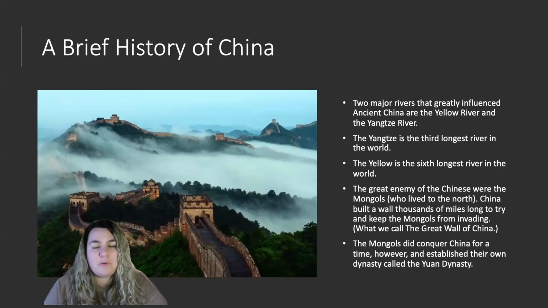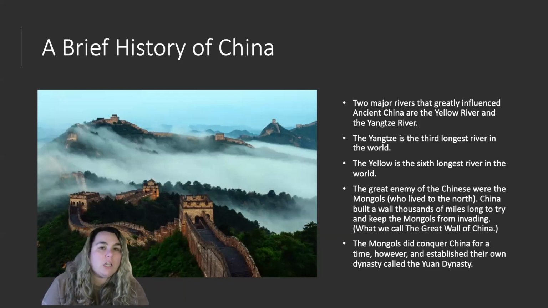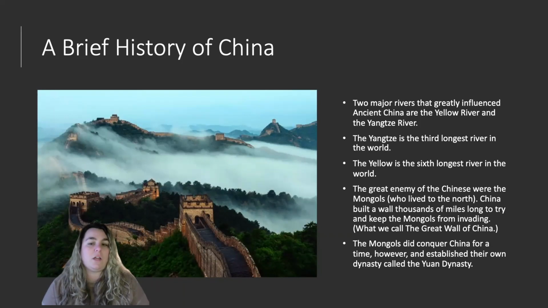So we're continuing our brief history on China. All right, so there are two major rivers that influenced ancient China, the Yellow River and the Yangtze River. The Yangtze River is the third longest river in the world, and the Yellow River is the sixth longest river in the world. The great enemy of the Chinese were the Mongols, who lived to the north.